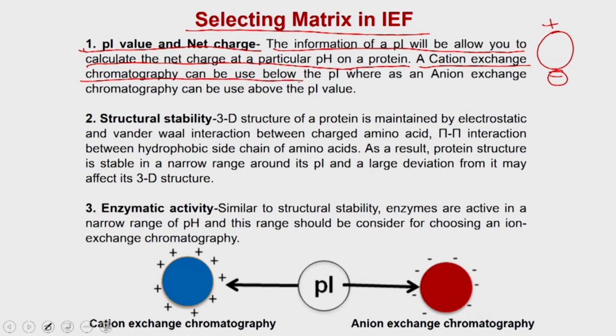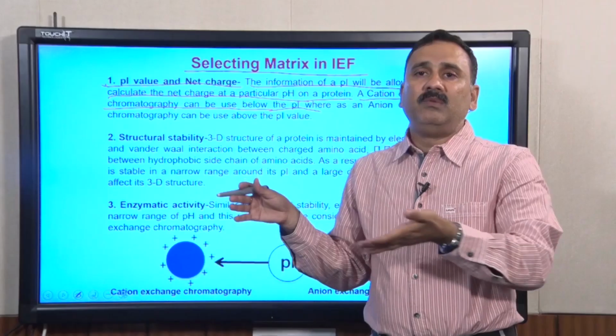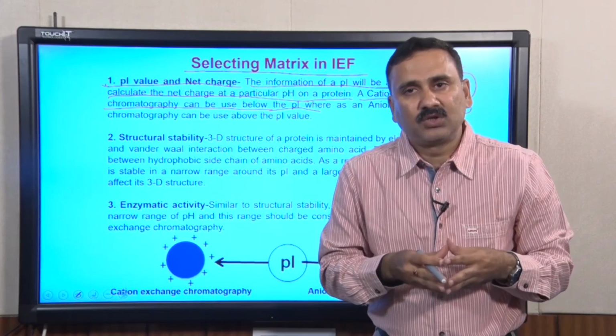A cation exchange chromatography can be used below the pI. So, the thumb rule is that if you go below the pI value, you will be able to use cation exchange chromatography. If you go above the pI value, you will be able to use anion exchange chromatography.